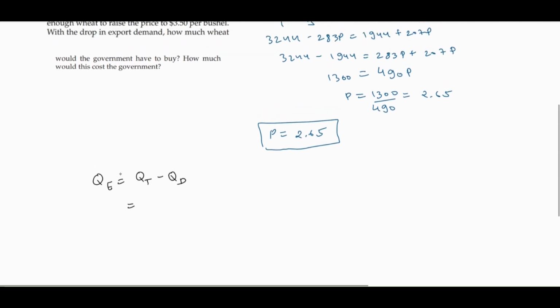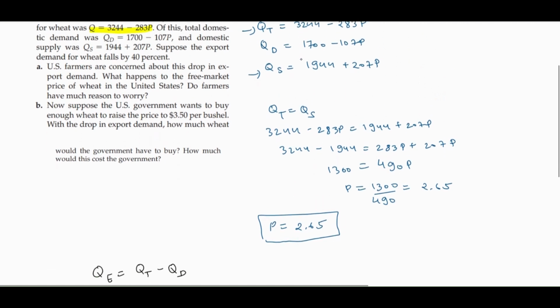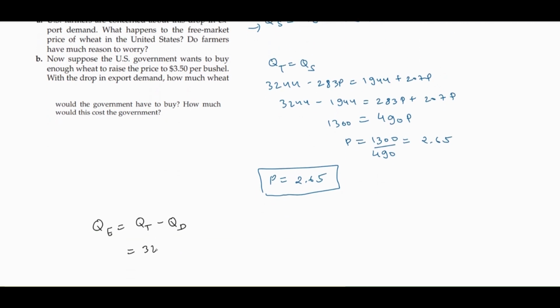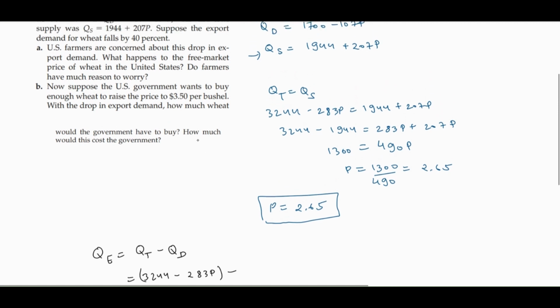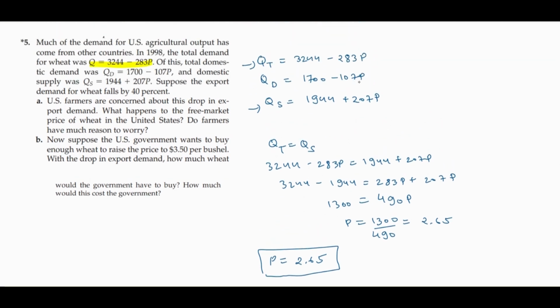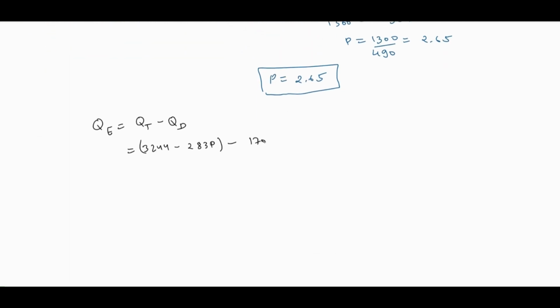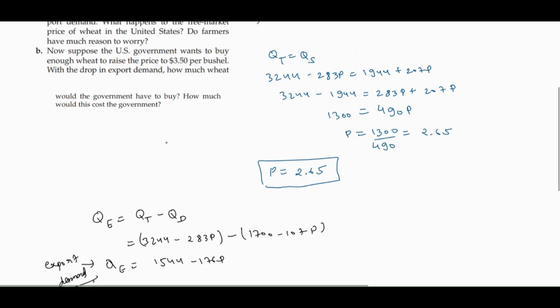Now what is the equation for the total demand? 3244 minus 283p. Now let me subtract from this total demand our domestic demand, which was 1700 minus 107p. So 3244 minus 283p minus 1700 minus 107p, if you solve it, you will get 1544 minus 176p. So this is our export demand, right? Export demand.